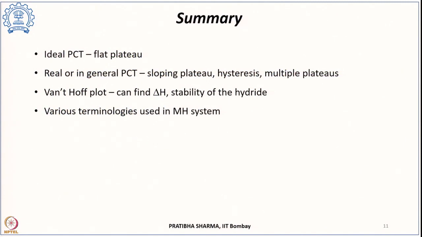So, in this class we have seen that an ideal PCT usually has a flat plateau, but for most of the hydrides the PCT shows a sloping plateau, hysteresis, or there can be multiple plateaus. While designing a system we have to take all of these into account when selecting the metal hydride. We have also seen how to plot a van't Hoff plot, and using that we can find the delta H value, which determines the stability of the hydride or the conditions at which the metal hydride will dissociate to release hydrogen. And we have also learned the different terminologies used in a metal hydride based system.